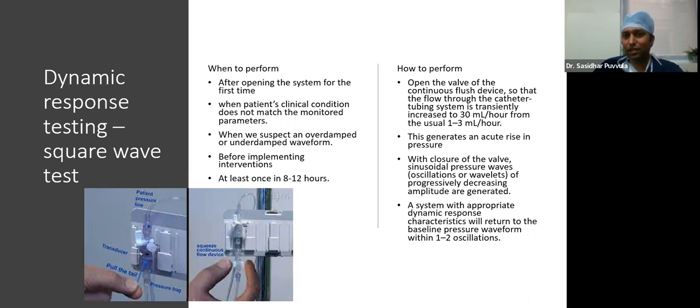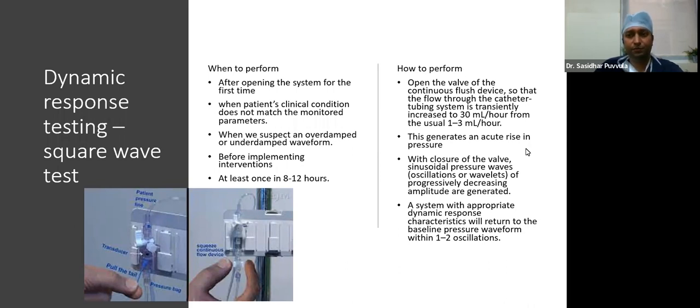And if the patient's clinical condition is not matching the numbers on the monitor, you need to do a fast flush test. Or if your arterial waveform appears to be underdamped or overdamped, you need to do it. And before implementation of any important procedures, you need to do a square wave test at least once in 8 to 12 hours, especially during your shift changes. It is very essential for you when you come on shift to just do a square wave test and see whether your arterial waveform is well represented, is correctly damped or not.